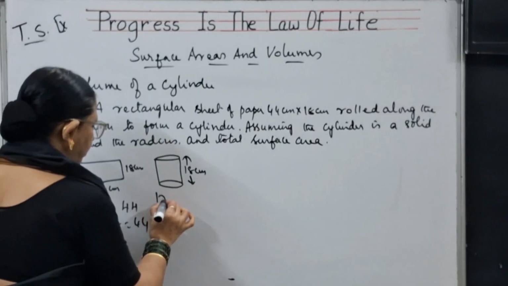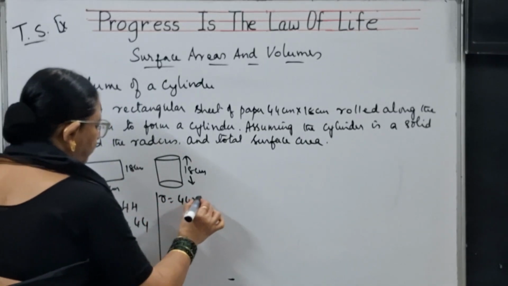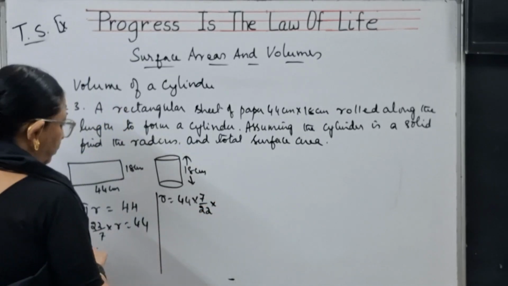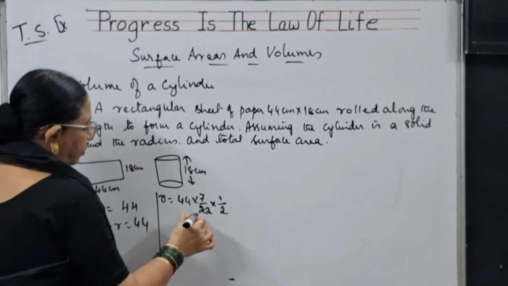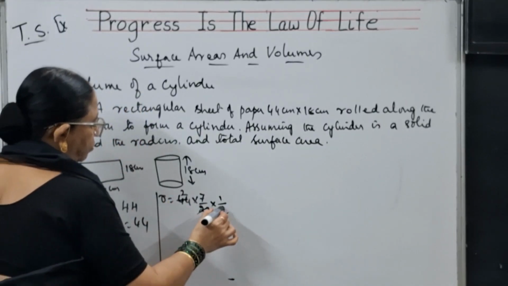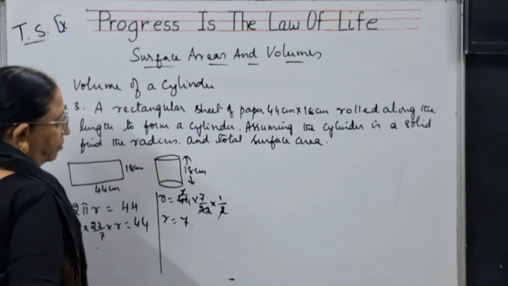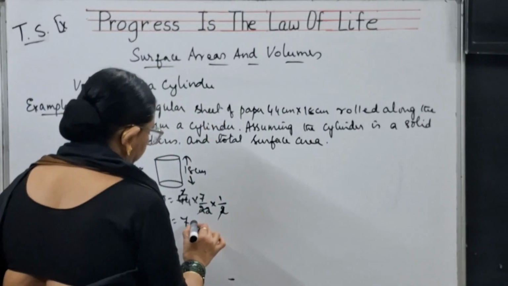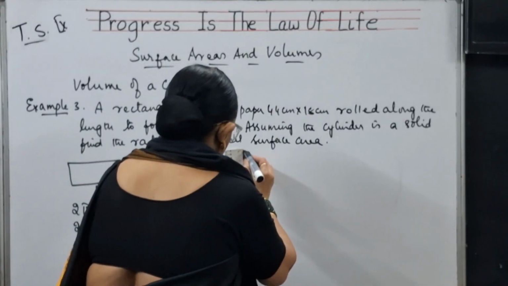R is equal to 44 into the reciprocal of 22 by 7, that is 7 by 22 into 2, which is 2 by 1, that is 1 by 2. 22 2s are 44, 2 and 2 will get cancelled, radius is 7. Now we need to write the units, 7 centimeters. Units are important, children. 7 centimeters is the radius.